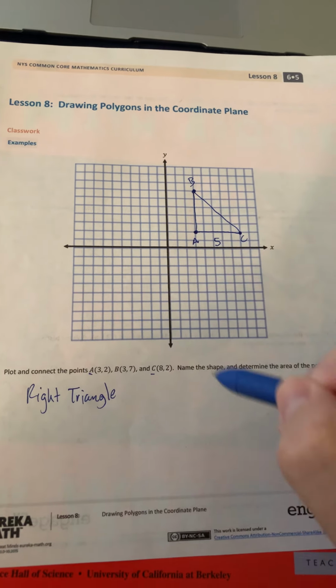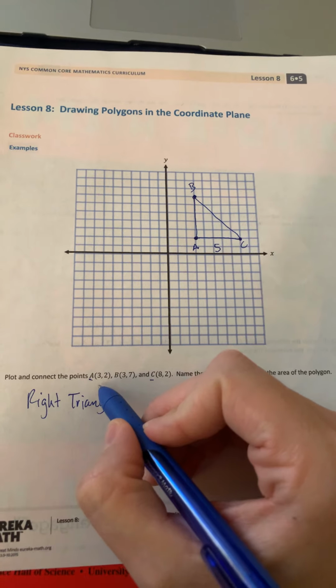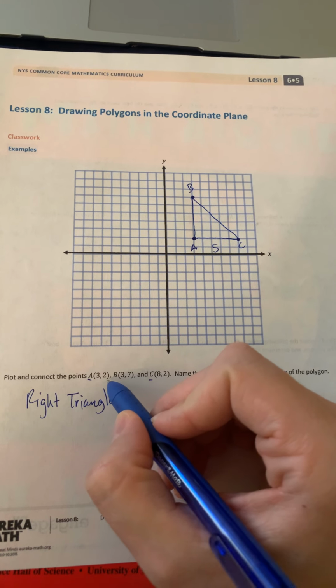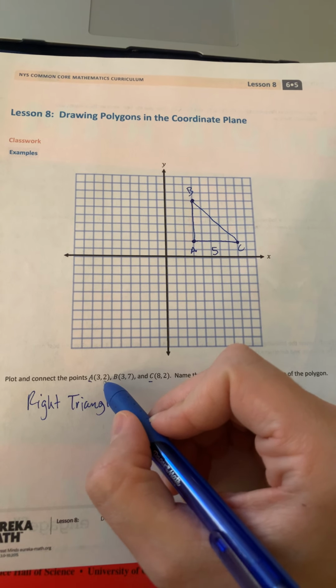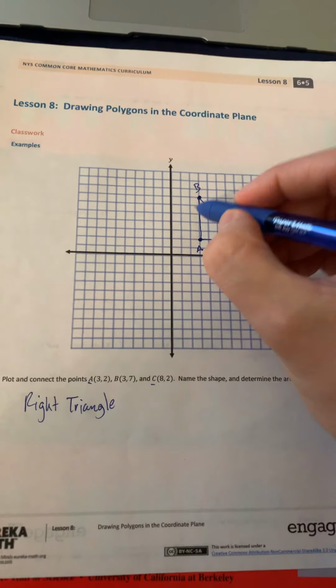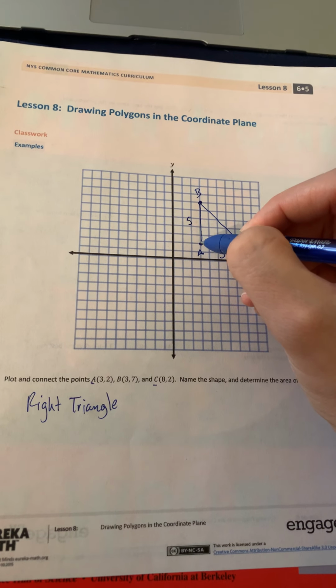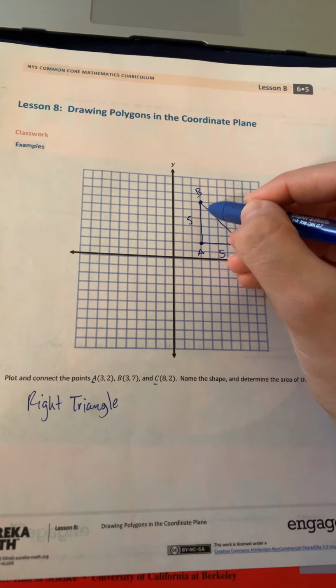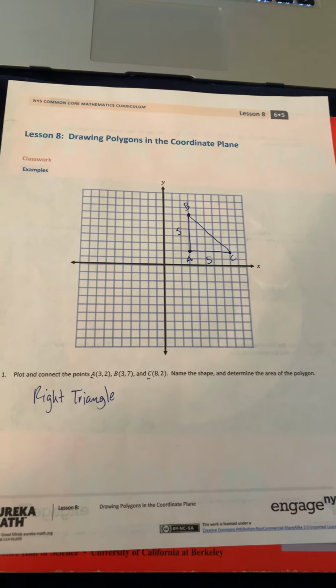And then from point A to B, the x's stay the same, but the y's change. What's the distance between 7 and 2? It's 5. Or you can also double check with this. 1, 2, 3, 4, 5. So your base is 5 and your height is 5.